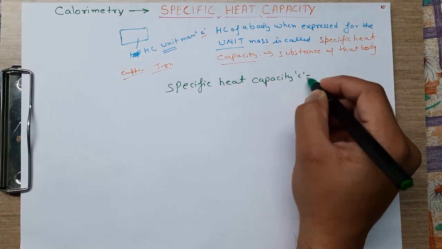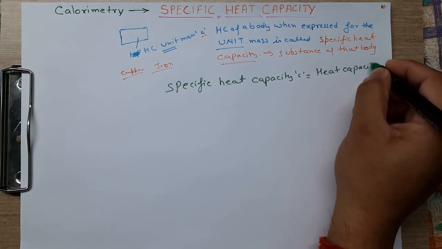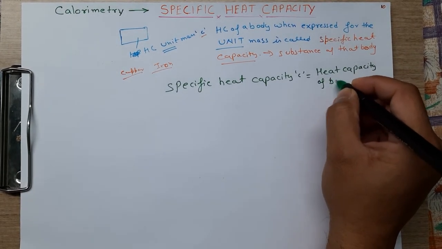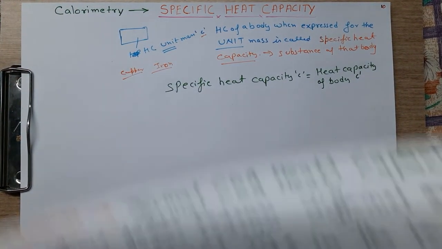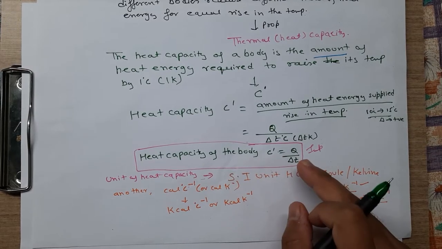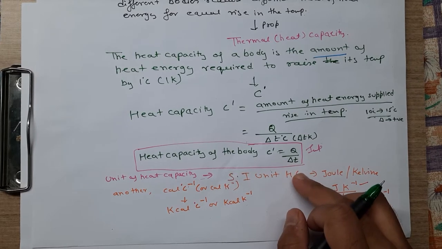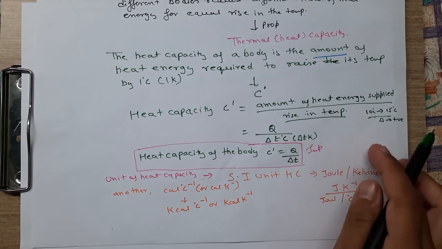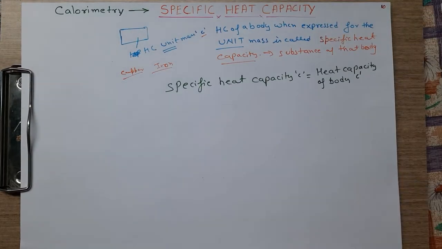C is equal to the heat capacity of the body, which we have covered in our last video, denoted as C dash. Remember, let me show you, and I mentioned that this is very important, right? See, the heat capacity of a body C dash is Q by delta T, where Q is the amount of heat energy supplied or received, and delta T is the rise in temperature, that means the temperature difference, right? So from here we can put the value of C dash anyway.